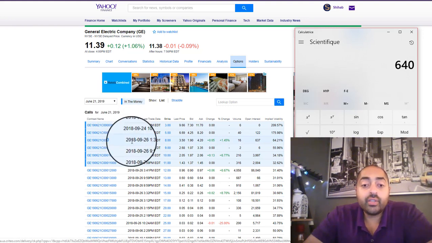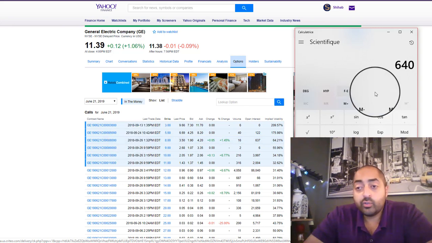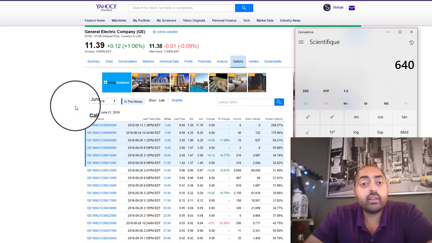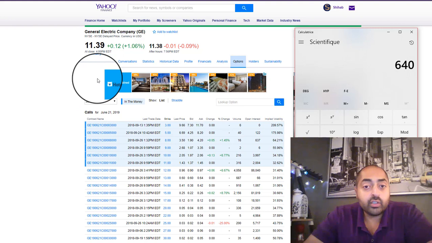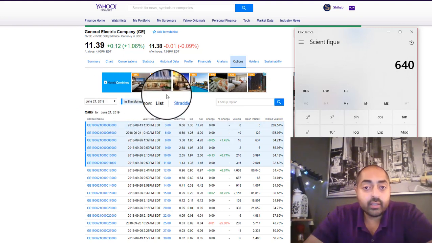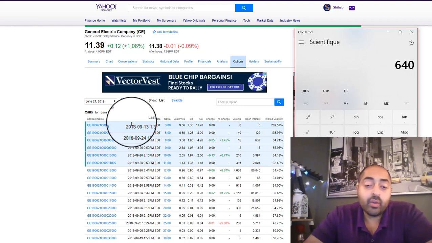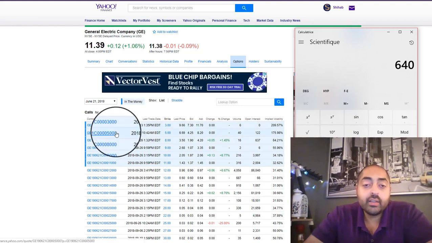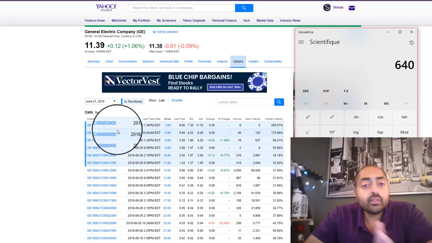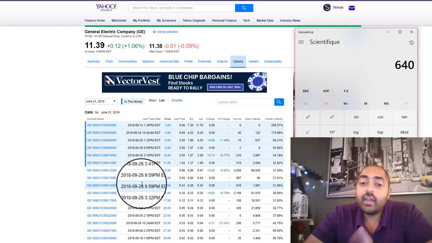And three things can happen. The stock continues to drop. You still have your $640 that you collected. You still own 1,000 shares of GE. You're still going to collect the dividends on GE. If the stock stays neutral, you can't repeat the process. You have to wait till the expiry date. So you're collecting the dividends, you still hold the shares, and you still have your $640.